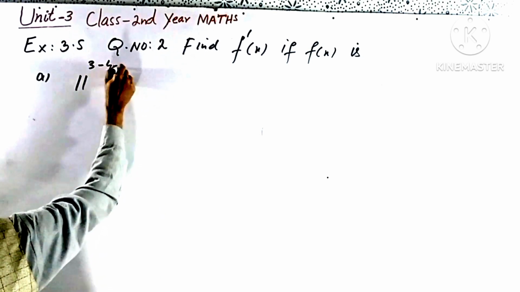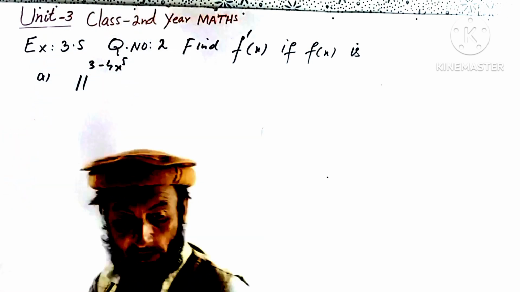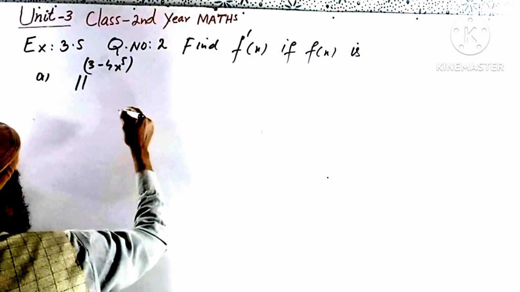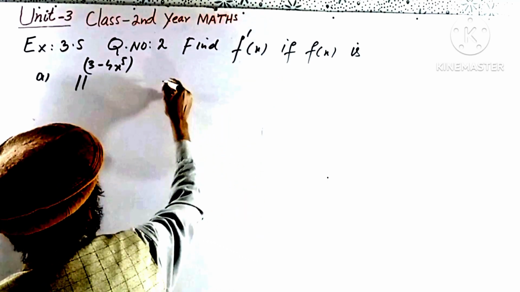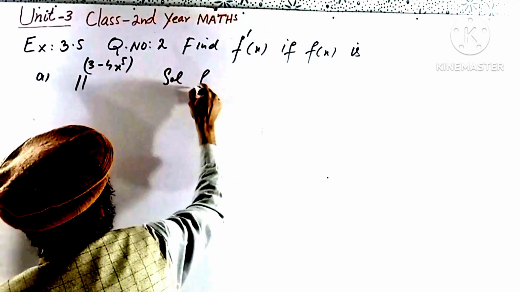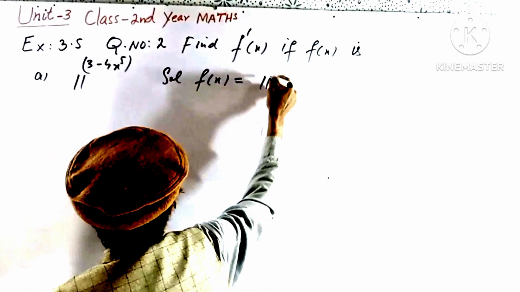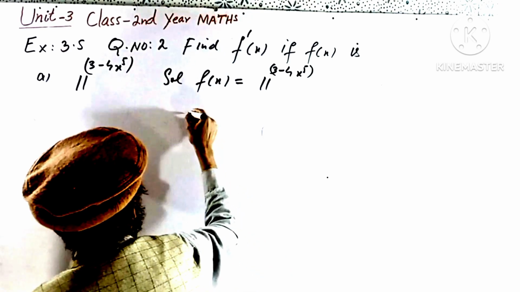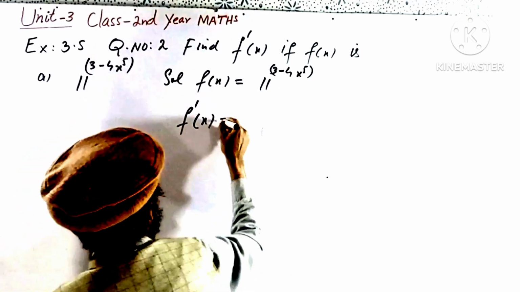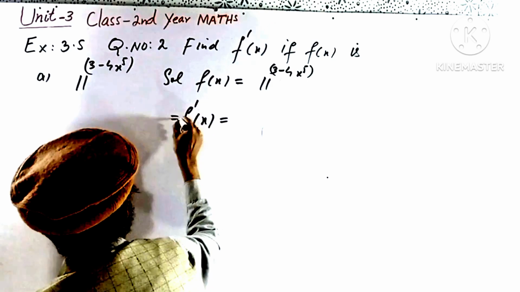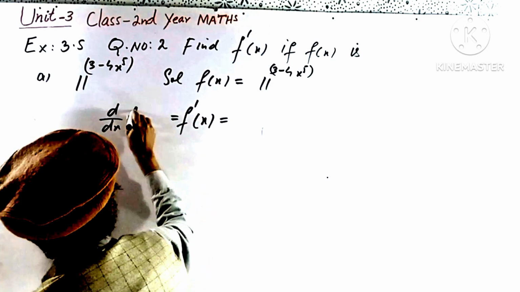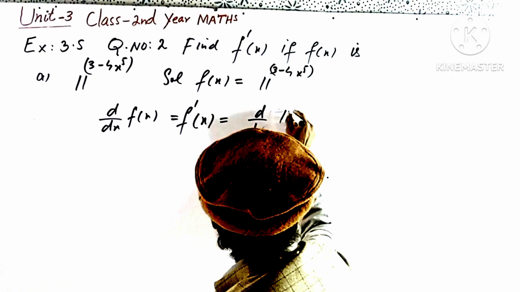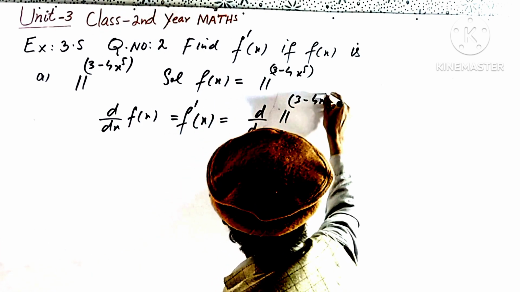f of x is 11 power 3 minus 4 x power 5. So that is the solution of this question. Let's suppose that we have here f of x is given. We start: f of x is equal to 11 power 3 minus 4 x power 5. Now if we are differentiating with respect to x, dy by dx, we can write this function as dy by dx of f of x, so dy by dx of 11 power 3 minus 4 x power 5.